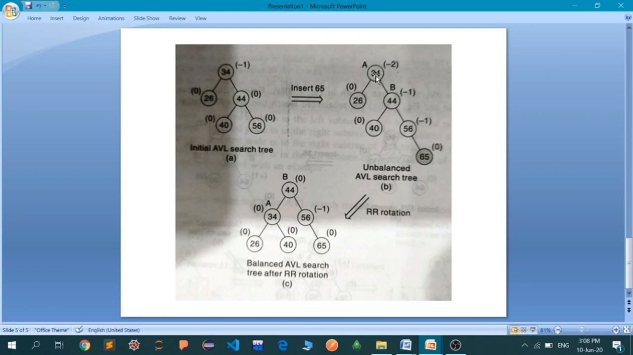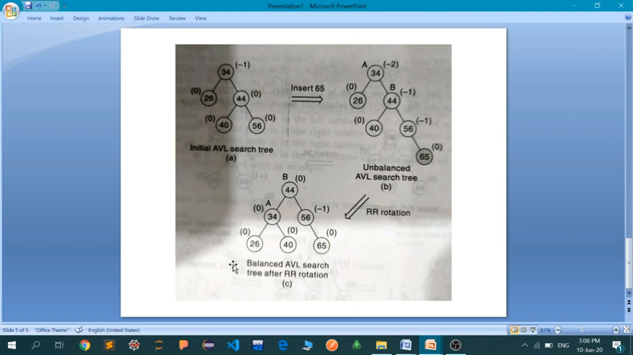So 34 will step down towards the left-hand side, that is, the rotation is in an anti-clockwise direction. 44 will take the place of node A, that is, it will become the root node now, and the 40 node, this particular node, will shift its loyalty from node B to node A, which we have shown here. So this is how your left and right rotation will take place.